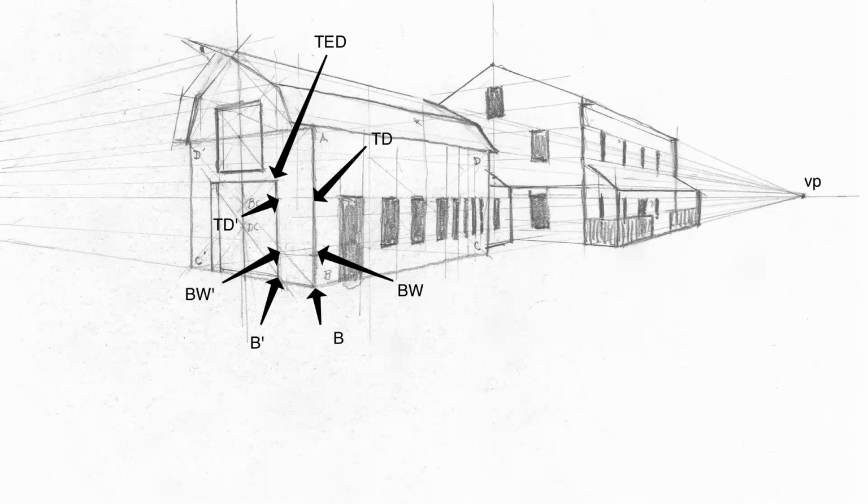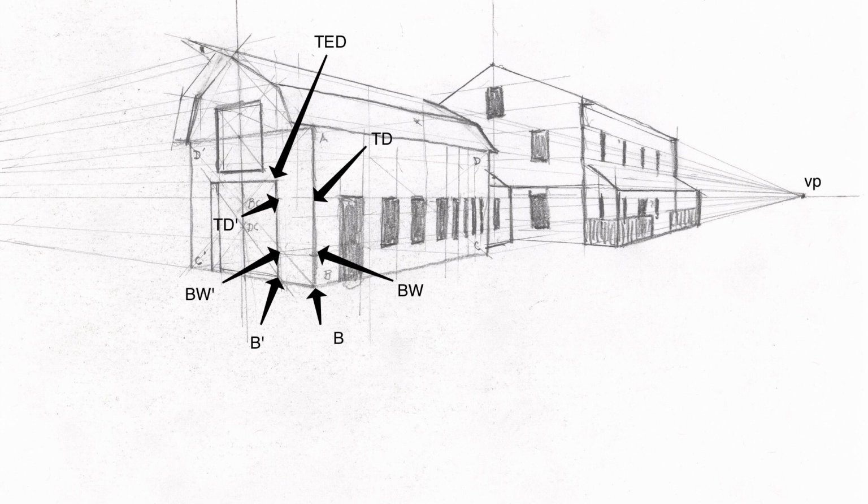Before we can put the inn in, we have to have the walk across. I decided that the walk across was the same size as the garage door. So I used the lines from the garage door to draw the walk across. Now, B prime, I just drew a line to the vanishing point. And then I drew a line from TED, the top of the door, to the vanishing point.